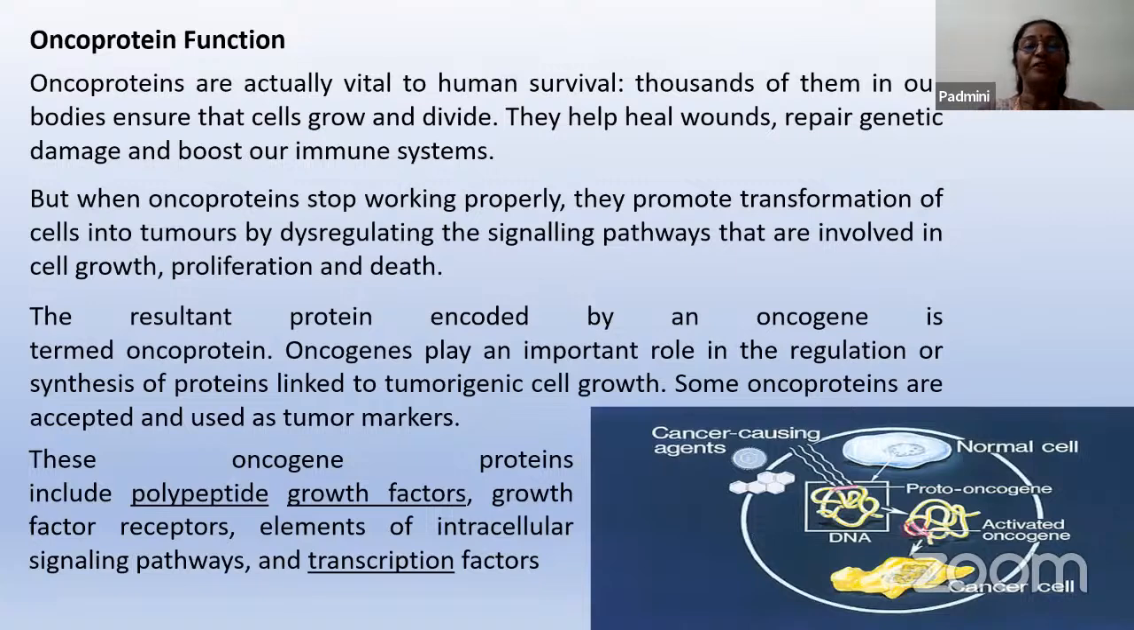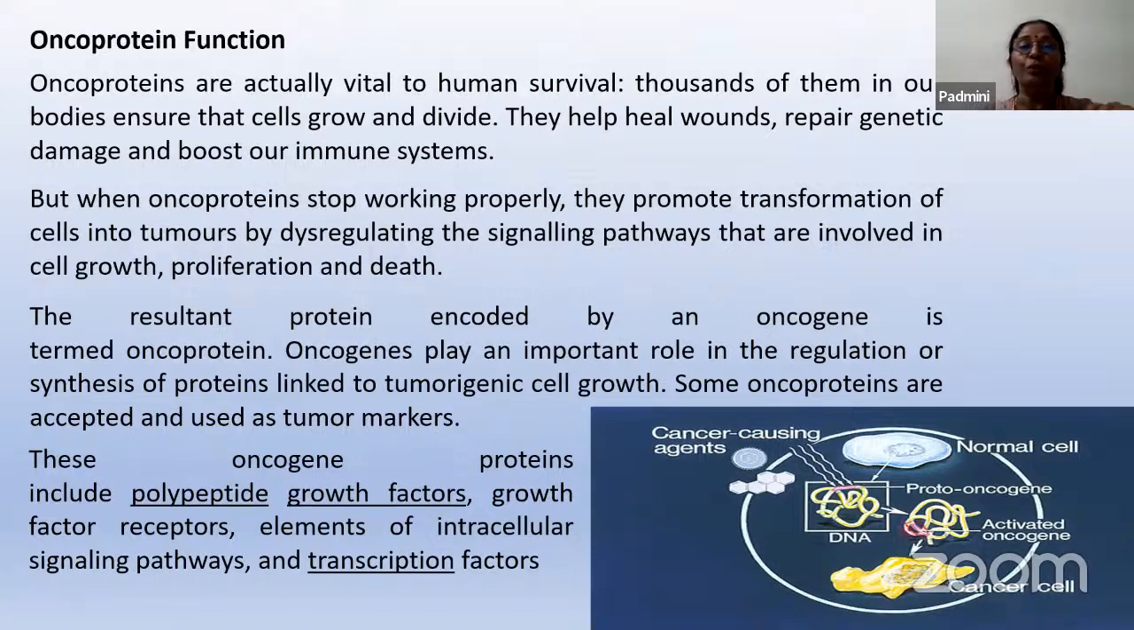The oncoprotein function. So oncogene, proto-oncogene to oncogene. Oncogene is an oncogene protein functions. What are they? The oncoproteins are actually vital to human survival. Thousands of them in our body ensure that the cells grow and divide, and they help heal wounds, repair genetic damage, and boost our immune system.